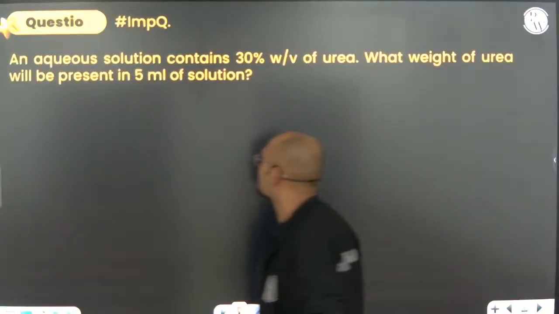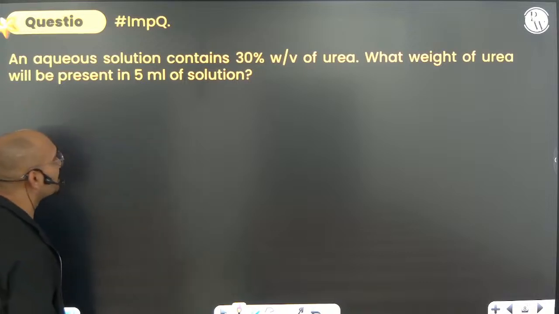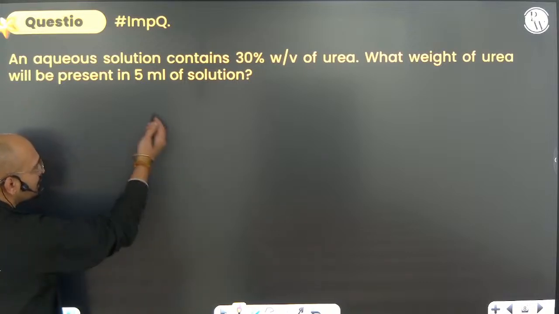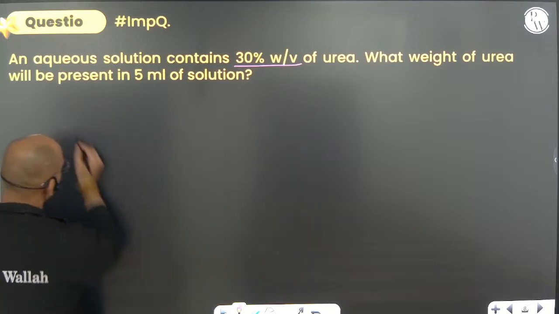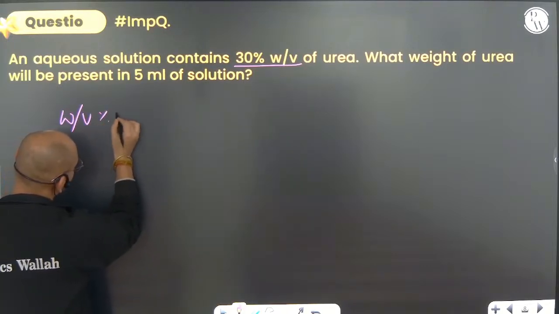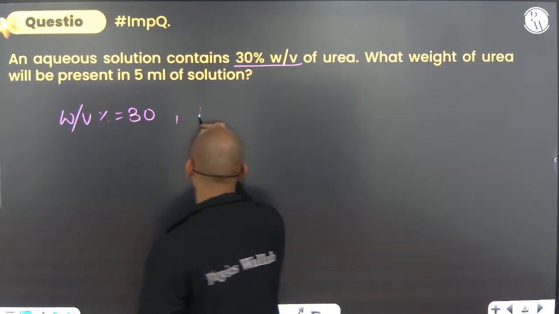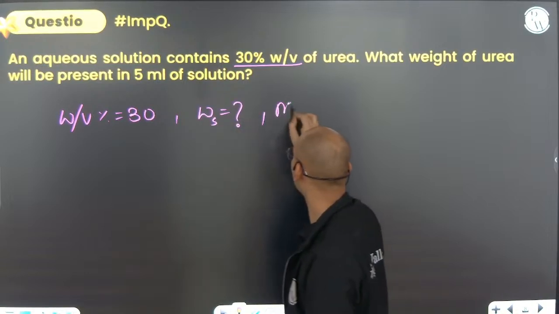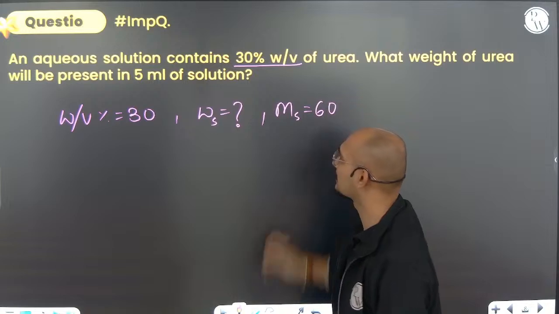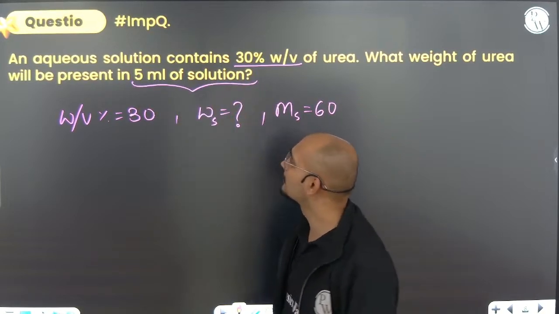Now, an aqueous solution contains 30% of mass by volume of urea. What weight of urea will be present in 5 milliliter of the solution? Now see that here mass by volume percentage is given, mass by volume percentage is 30. What weight of urea? Now it is asking for the weight of the solute. Solute is urea, and molar mass of solute is 60.